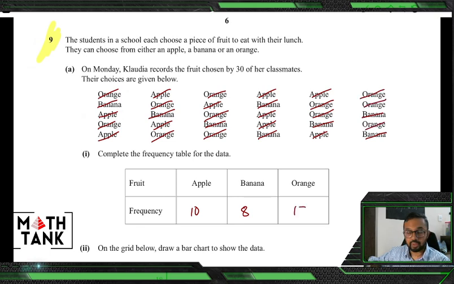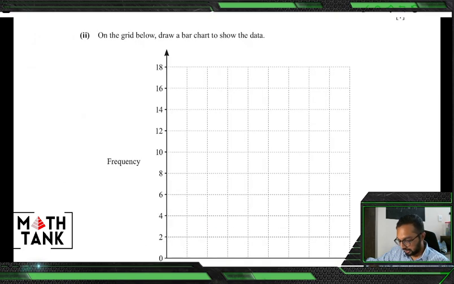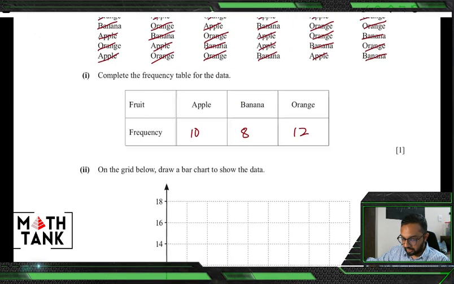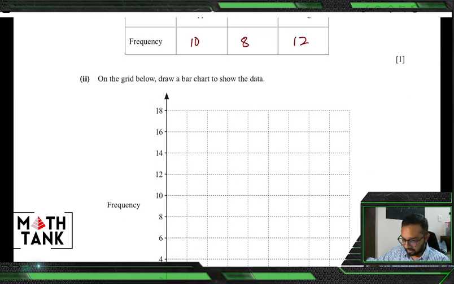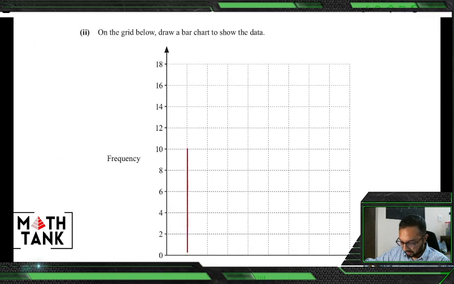Okay, so that's that. Then it says on the grid, draw a bar chart to show this data. Whenever you are doing this, remember that the bars have to be separated. So the first bar has to go up to 10. I'm going to take my ruler and my pencil and draw this. Make sure that you draw it with the ruler and a pencil. Don't draw wavy lines. Sometimes the examiner will give you a penalty of a mark. So that's 10.